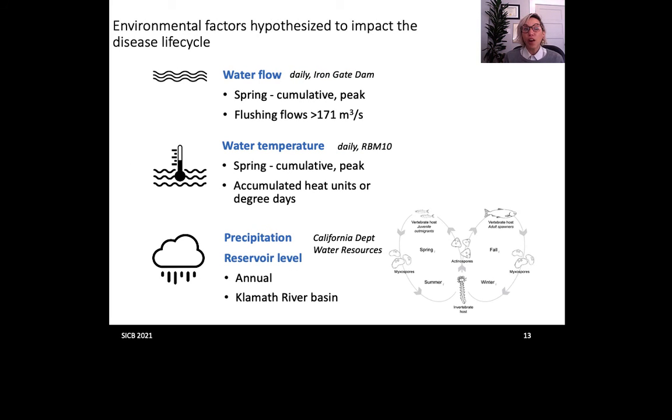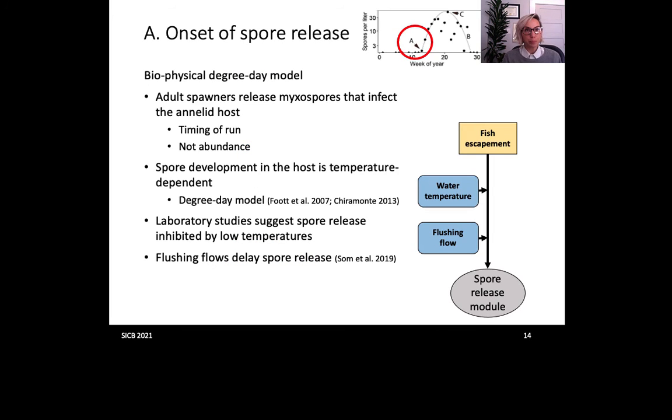So for environmental factors, we explored river discharge regulated by Iron Gate Dam and the occurrence of flushing flows, which are defined as over 171 cubic meters per second in the spring. And we looked at water temperature, both the cumulative and peak temps, and the accumulation of thermal units or degree days. We also included annual measures of water year, such as precipitation and reservoir level in the Klamath River Basin.